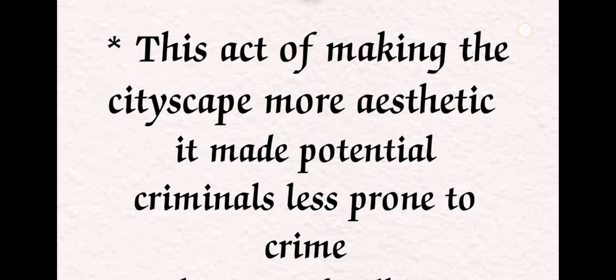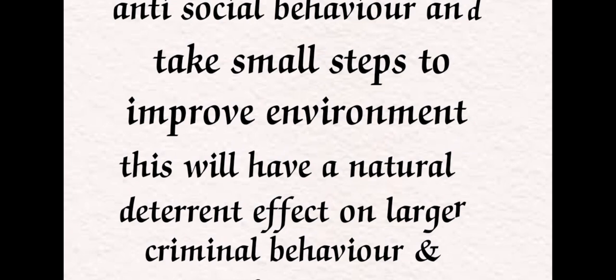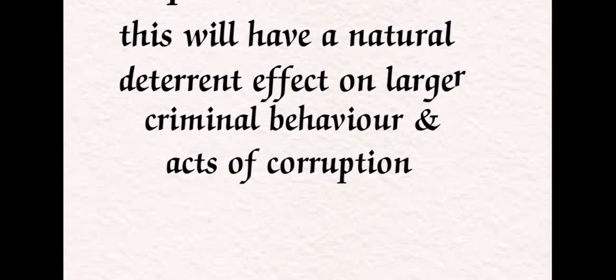So, according to the broken windows theory in sociology, if we control low-level antisocial behavior and take small steps to improve the environment, this will have a natural deterrent effect on larger criminal behavior, and in the same way on acts of corruption also. If we maintain these things, we can control acts of corruption and criminal behavior also.